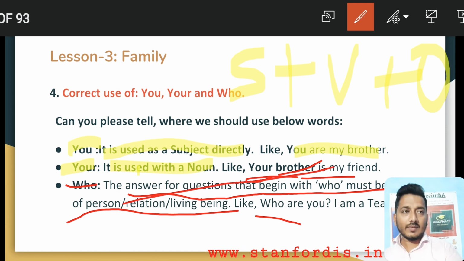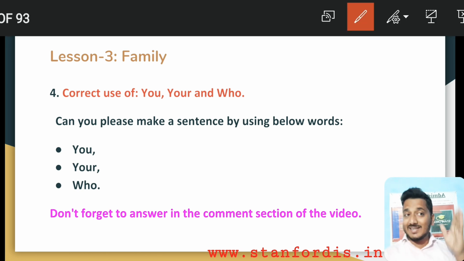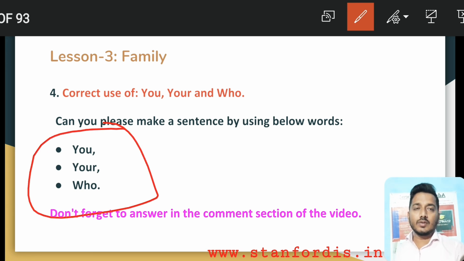Okay, now let's have a look at the exercise. So don't forget to answer in the comment section. The comment section is your writing part, so don't forget to write it. Please make sentences by using you, your, and who. Use you, your, and who, and write at least 3 sentences in the comment section. At night in group discussion also, in your presentation, I want more than 3 sentences.